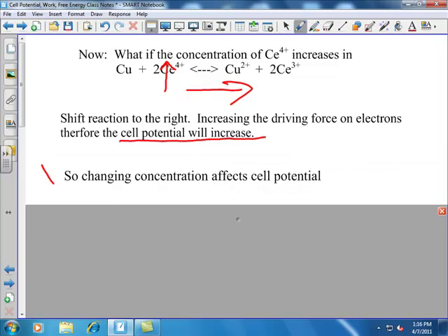So the whole idea here then is that changing concentration is going to affect cell potential, which means ultimately we need a new way to get cell potential, don't we? Yes, we do.